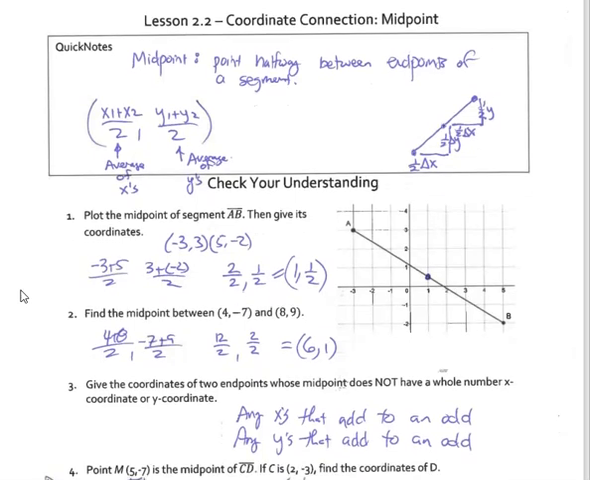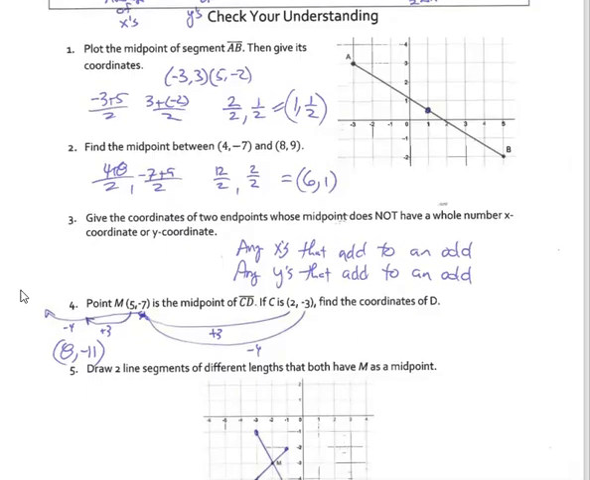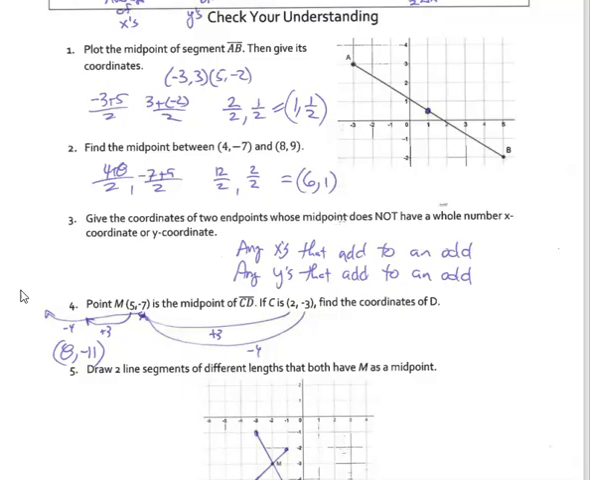A lot of kids go, oh, the whole distance is 10, so the midpoint must be at 5. And 5 is not a point, so that just makes no sense. Next one says plot the midpoint of AB. So this one you could kind of eyeball it. You could also find out the vertical change and the horizontal change and go halfway, or you could use the formula. Either way, it's going to be 1 1/2.